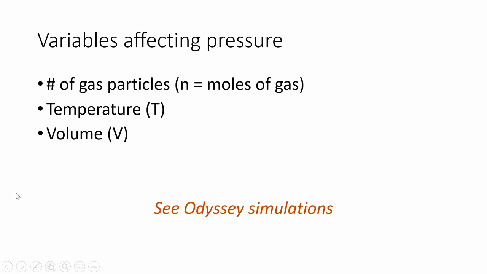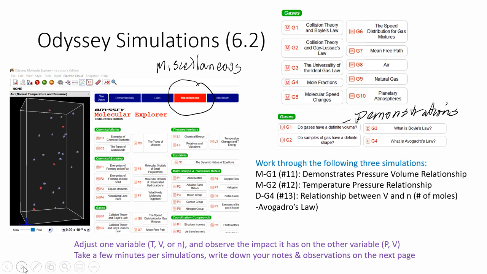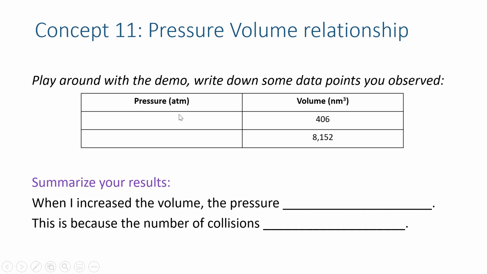And there's some different variables that will affect pressure, like the number of gas particles, the temperature of your gas sample, and the volume. And so what we're going to do is use some simulations in Odyssey to observe these relationships between these gas variables. And so this page right here has some directions to show you how to get to various things. And then we have some slides in here for you to take data.